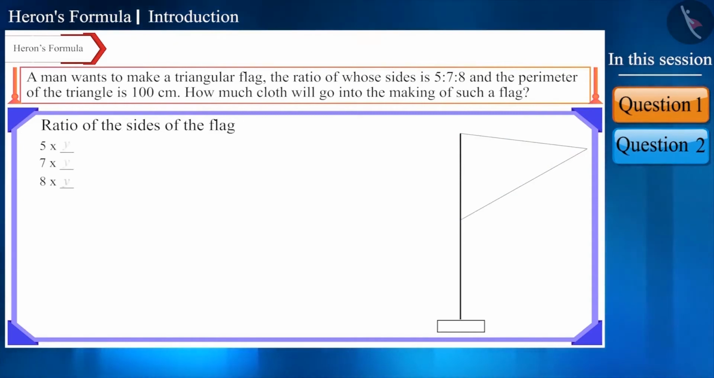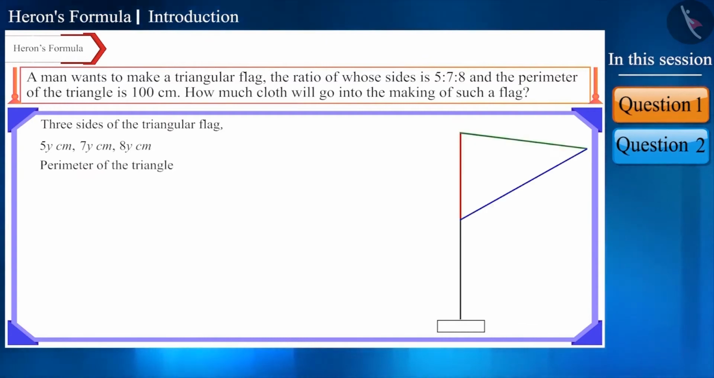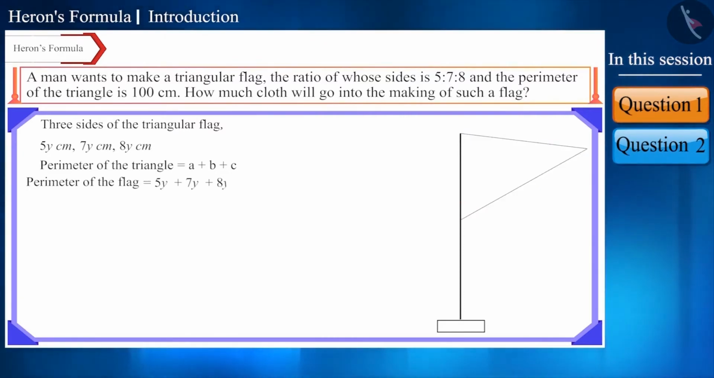Assume that the common factor is y. Then, the three sides of the triangular flag will be 5y centimeters, 7y centimeters and 8y centimeters respectively. Now we know that the perimeter of the triangle is equal to the sum of the lengths of all its three sides. So the perimeter of the flag is 5y plus 7y plus 8y. But in the question, we are given that the perimeter of the triangle is 100 centimeters.